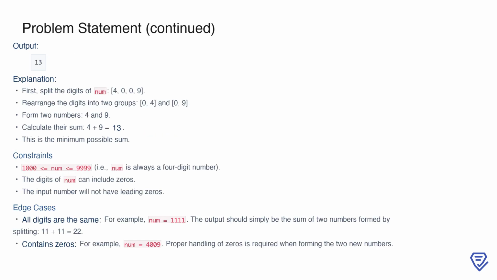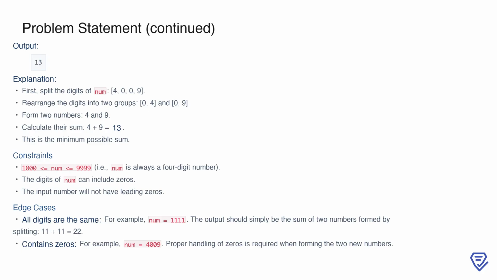Now let's look at another example where the input number is 4009. Here, the digits of number are split into 4, 0, 0, 9. After rearranging, we can form two groups, 0, 4, and 0, 9. These groups lead to the numbers 4 and 9. When we calculate their sum, we get 4 plus 9, which equals 13. This is the smallest possible sum for this input.